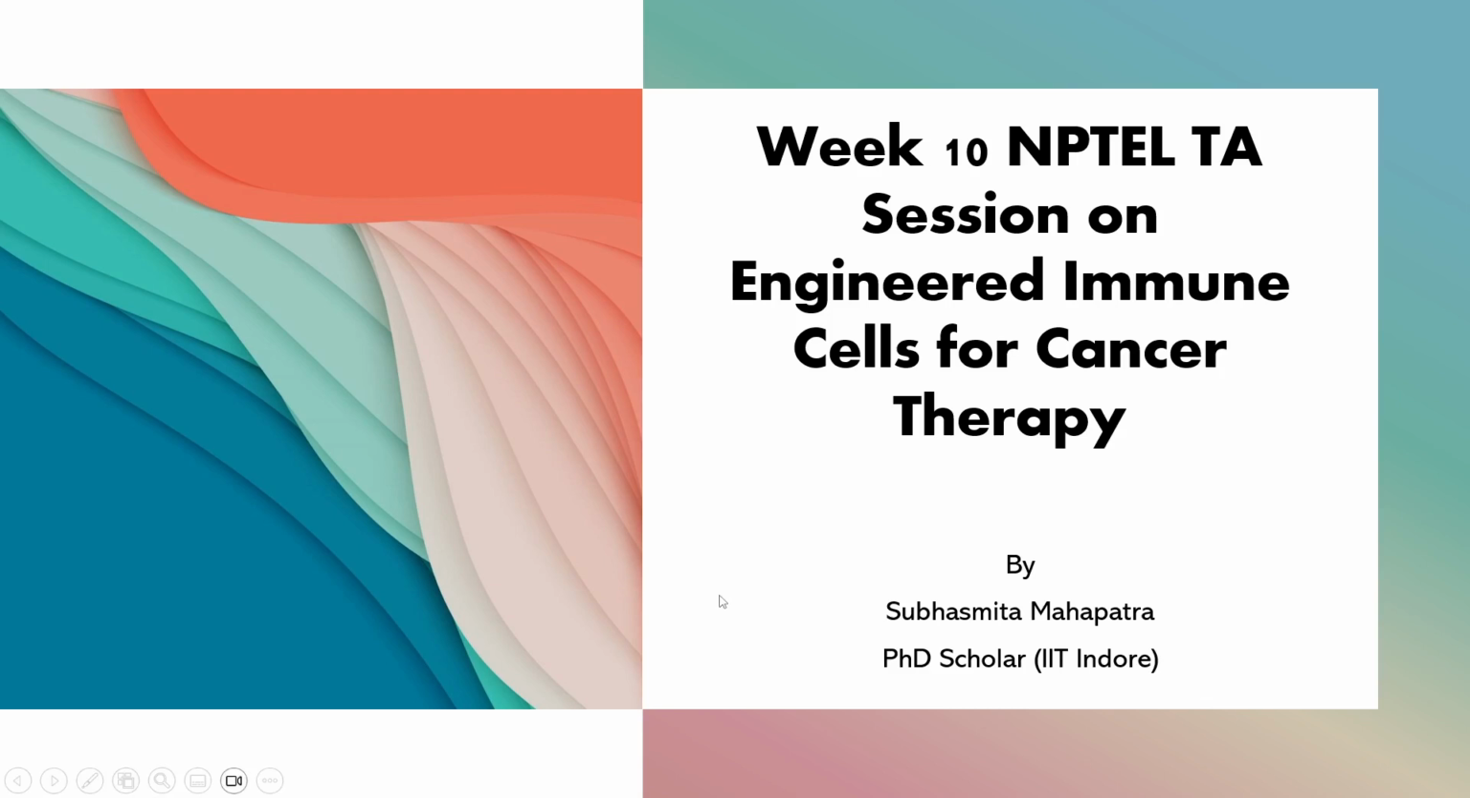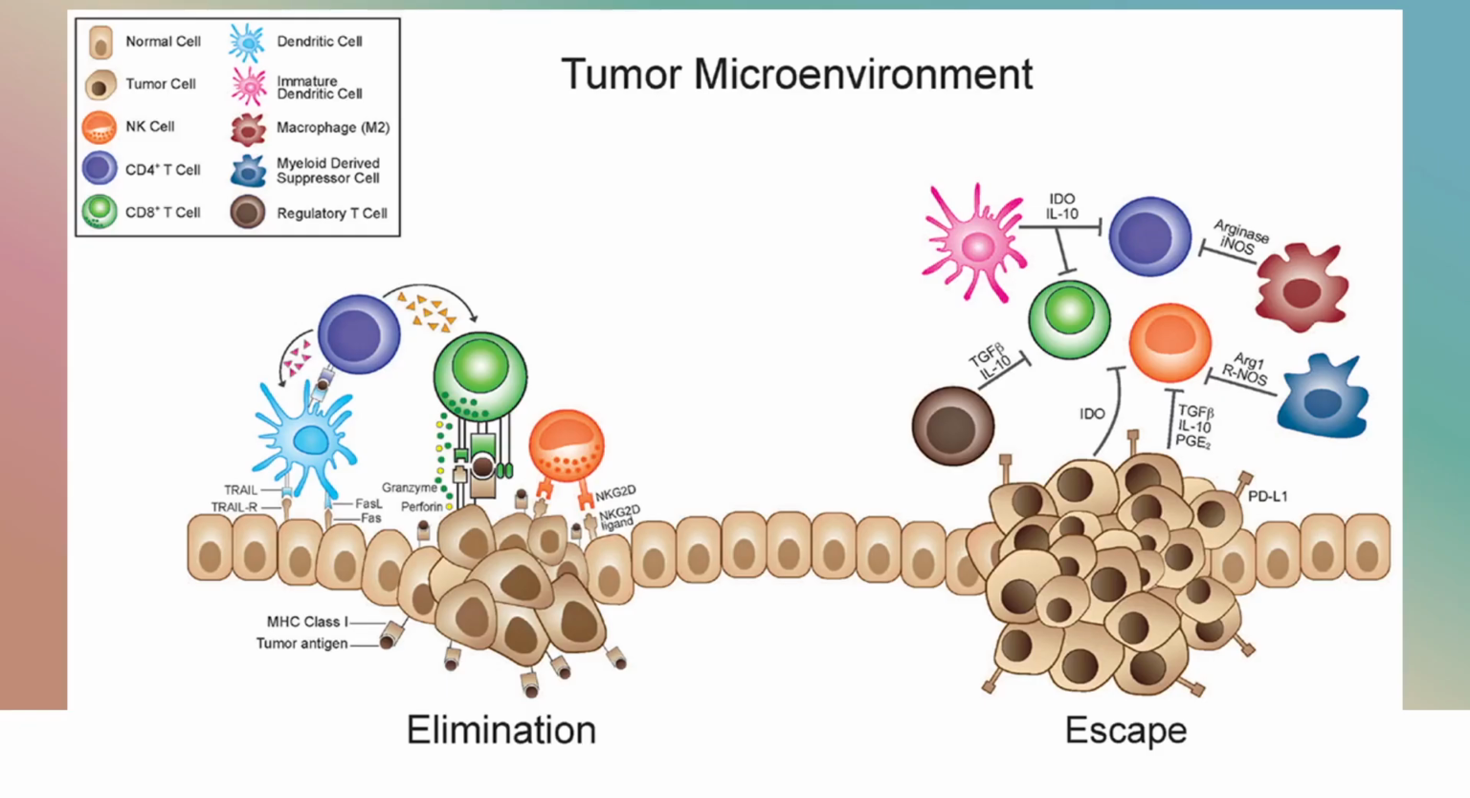Okay, let's start then. So, today we'll be talking about cancer and the tumor microenvironment, and how immune cells can be engineered to cure cancer. Okay, so here in this picture, you are seeing this tumor microenvironment. So, what is this? At first, tumor means uncontrolled cell growth, right? Everyone knows that if the cell is growing in an uncontrolled manner, then it is called a tumor.